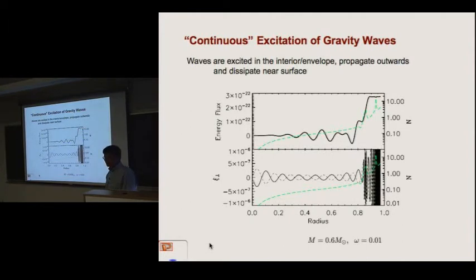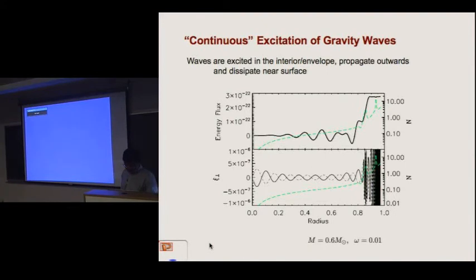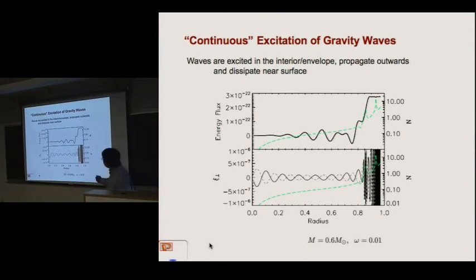This is only the first step. You're right. In a way, this is overestimating the dissipation. In reality, you could have something partially reflected. So in that sense, yes.